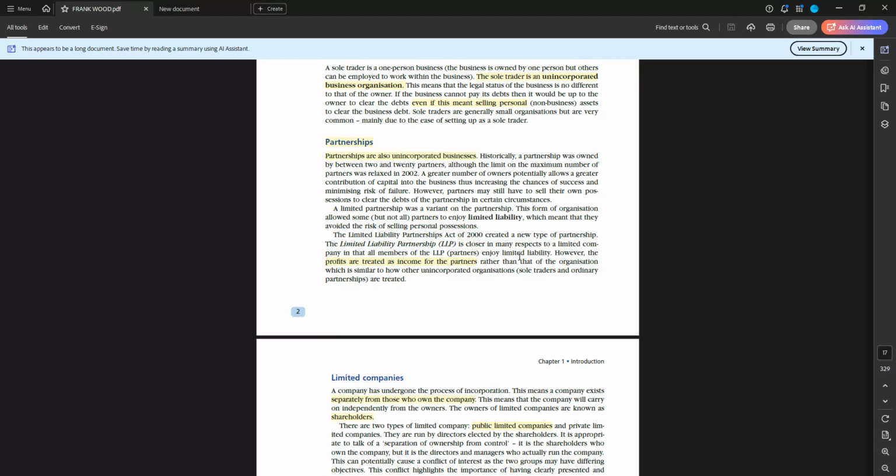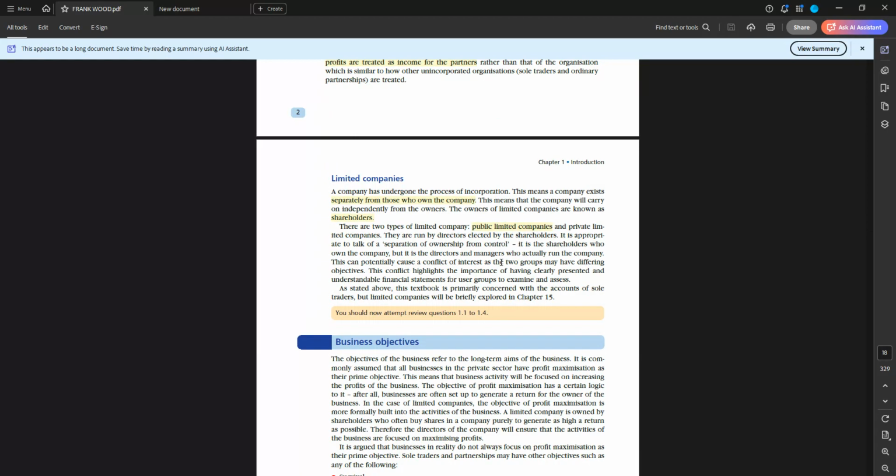Within a partnership, there can be a limited liability partnership, where the partners enjoy limited liability. Otherwise, they risk selling personal possessions, so you have to be careful. And if it's unlimited, then it is unlimited as to what you will be selling to cover your liabilities.